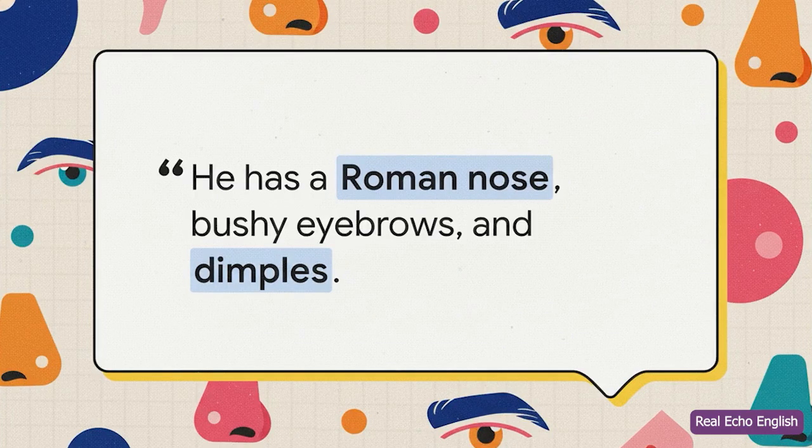Just listen to this sentence. He has a Roman nose, bushy eyebrows, and dimples. See that? With just those three specific details, a really clear picture starts to form in your mind, doesn't it? It is so much more powerful than just saying he has a big nose and thick eyebrows.